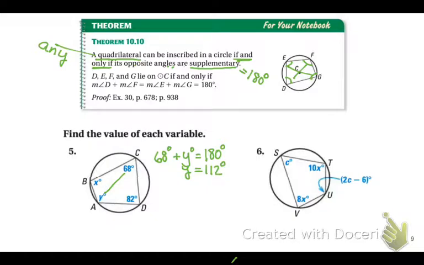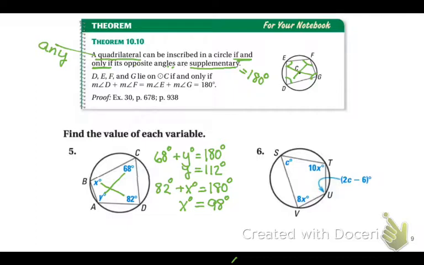Okay, so let's look at X. So 82 degrees plus X degrees is going to equal 180 degrees. X degrees is going to equal 180 minus 82, which is equal to 98 degrees.